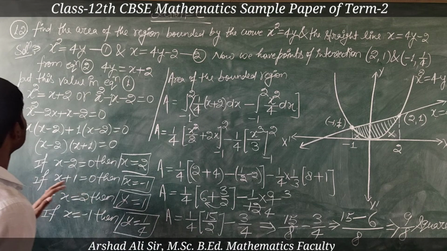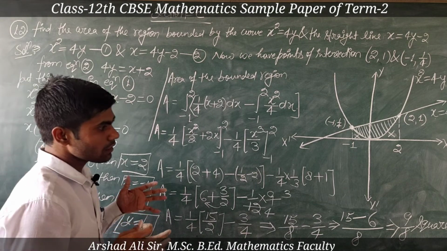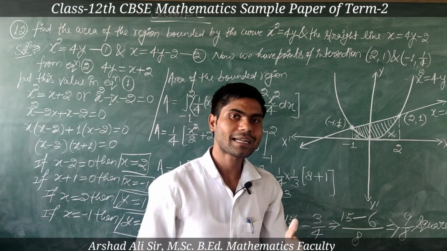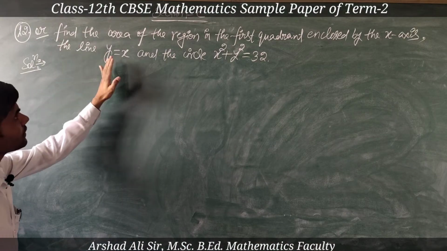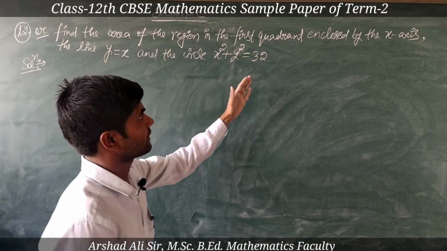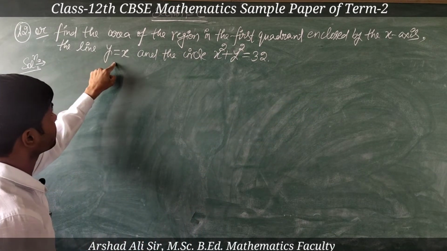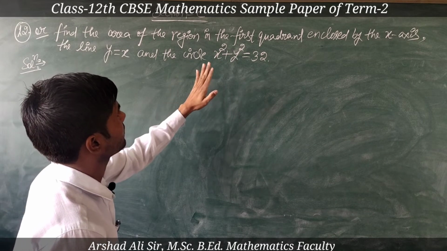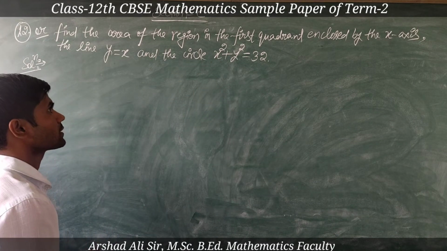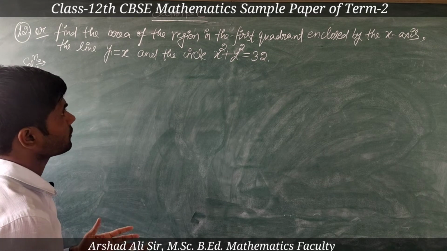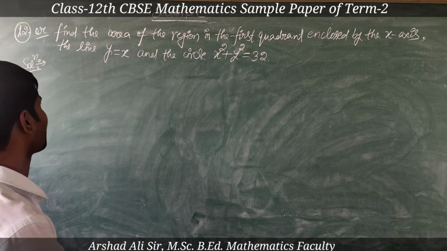Okay student, it was your question number 12, and in question number 12 also you have given two choices. You can select any one of the questions. Find the area of the region in the first quadrant enclosed by the x-axis, the line y is equal to x, and the circle x square plus y square is equal to 32. Okay, so initially we will find the point of intersection of line and circle.